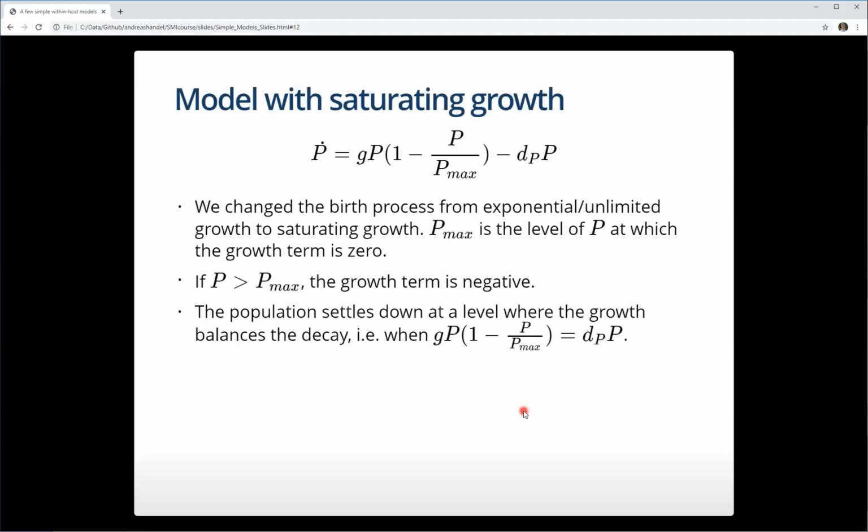Okay, so that we stuck in a little bit. We gained some realism: instead of exponential growth, we now have growth that saturates, so that's a good thing. We had to pay for that realism with an additional parameter. So we have now this P max in there, and the equation got a little bit more complicated.